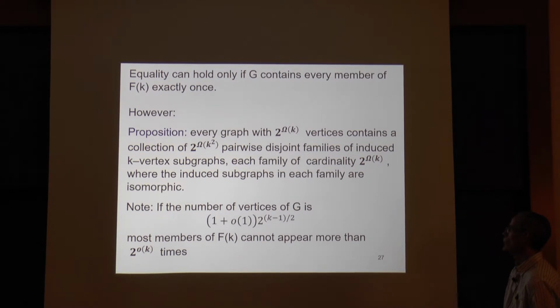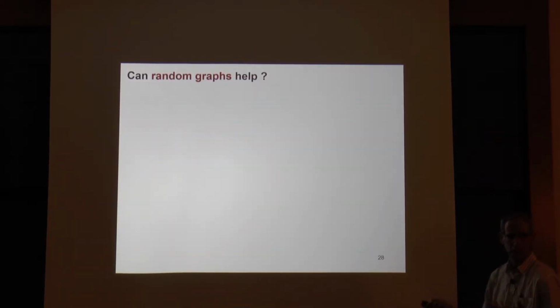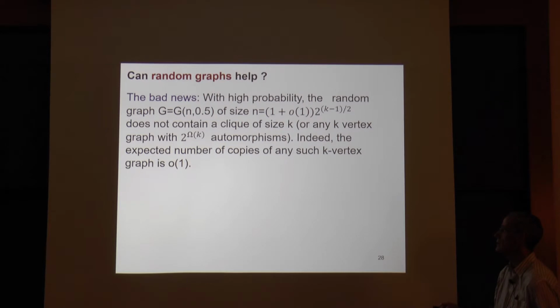Okay. So what can we do? We want to get this upper bound, which is close to the lower bound. So it's natural to ask if random graphs can help. The short answer is yes and no, and the slightly longer answer is no and yes. So the bad news is the following.